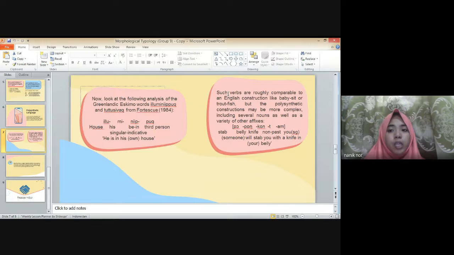Such verbs are rarely comparable to an English construction like babysit or swordfish, but the polysynthetic construction may be more complex, including several nouns as well as a variety of other affixes. The example: Popon. Po means stab, pon belly, kon knife, the non-past, and mu. So the meaning: someone will stab you with a knife in your belly.